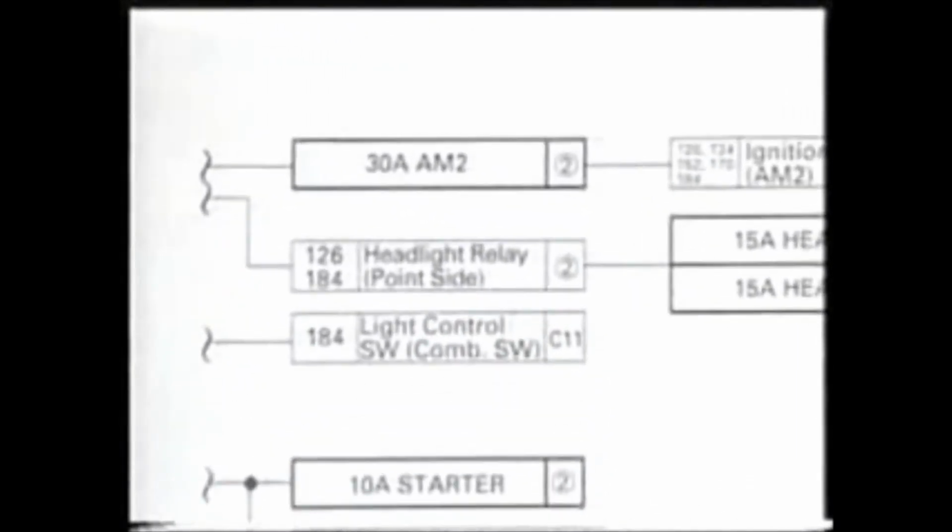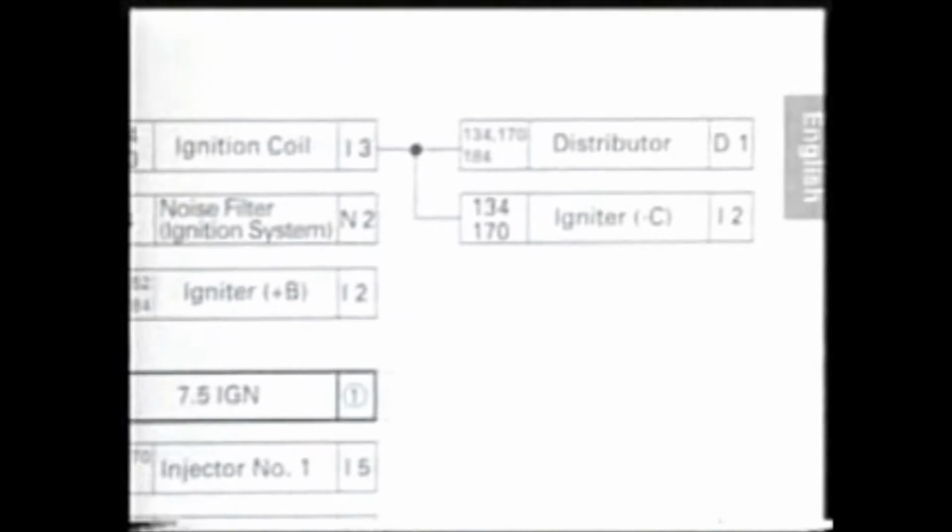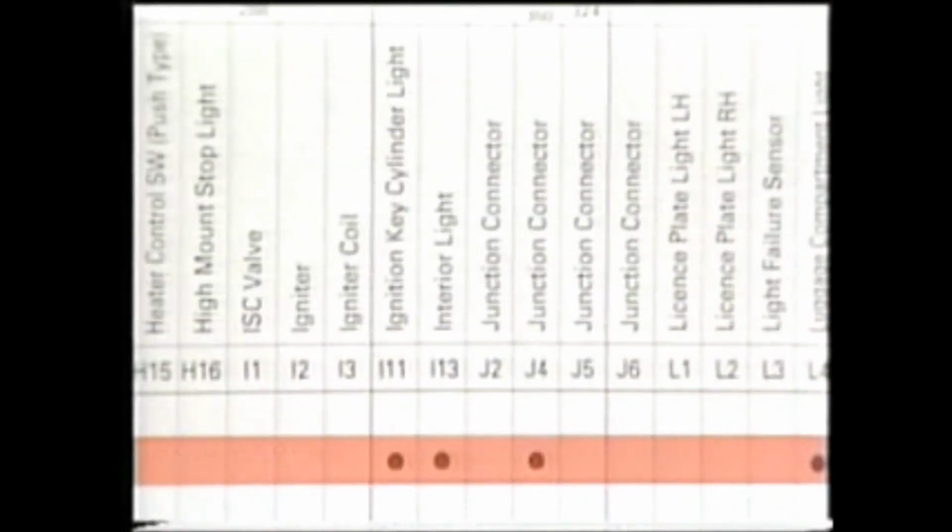The section on power sources shows the connections for all power sources. For example, the systems for which this 30 amp AM2 fuse acts as the power source are the following. Or, if we want to know what systems the individual fuses act as power sources for, we can consult this chart. For example, if a 20-amp dome fuse blows, we know this will affect these systems.